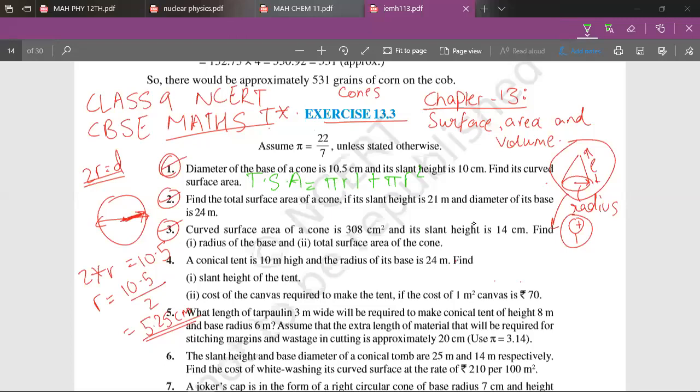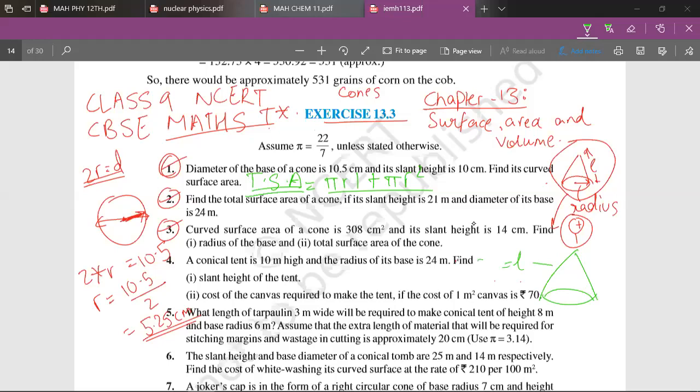Find the total surface area of a cone. It is telling you to find TSA, which, if you remember the formula correctly, is pi r L plus pi r square. Its slant height is 21 meters. Here is a rough representation of a cone, and this is known as the slant height, which in short form is referred to as L.